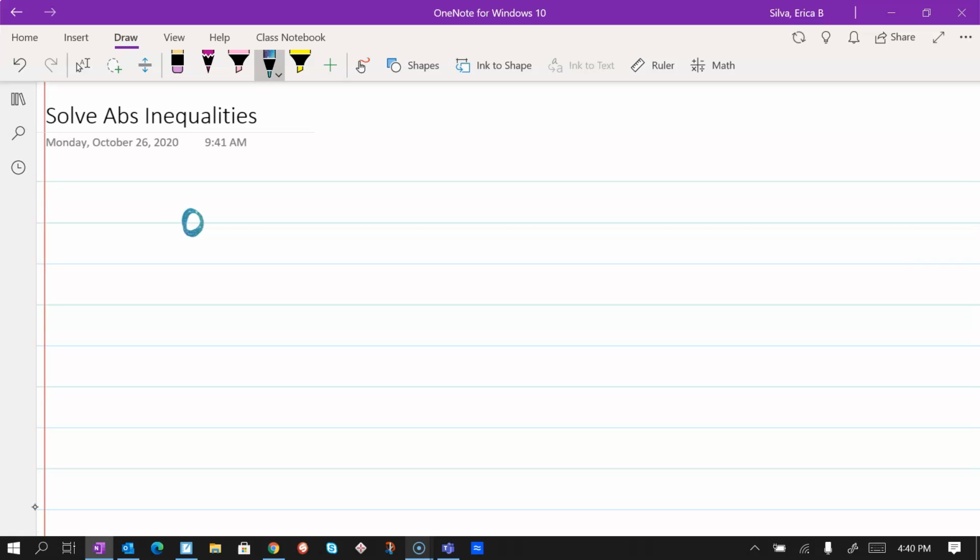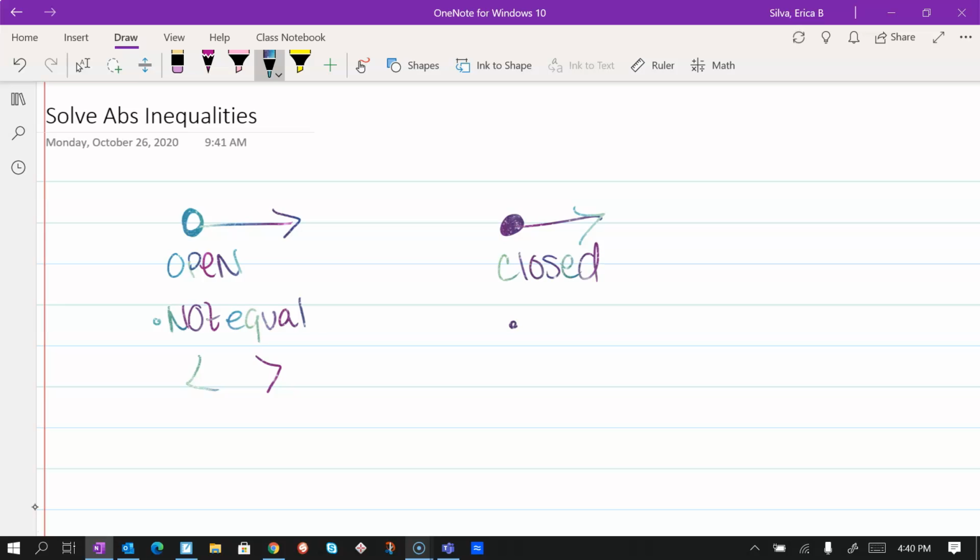So if we have an open circle, that means that it is not equal to that number where the open circle is, and that's when we use these types of inequalities. When our circle is closed, then that means it's equal to the point, so it represents that point. That point is a solution, and we use the symbols that have that equal sign under it.